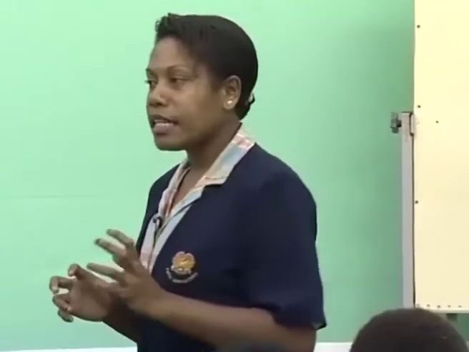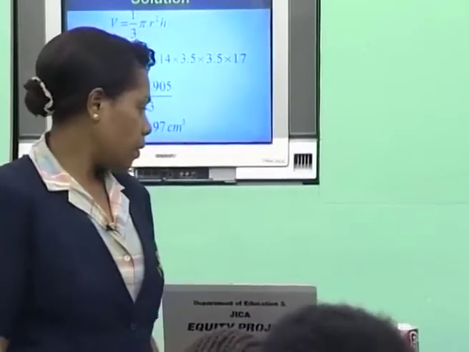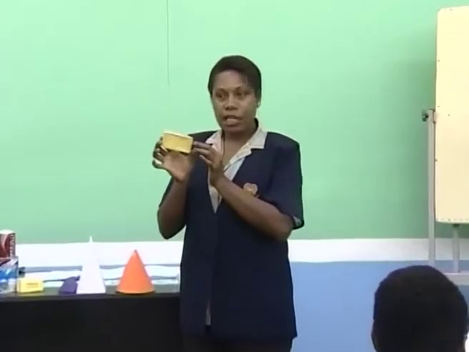Now let's have one from that group, Ella. Ella, come up to the front, show us a prism. When calculating the volume of a prism, what formula do we use? Receiving students, what formula do you use? Volume is equal to area times height. Did you get that? Thank you, Ella. She showed this as an example of a prism. What type of prism is this? A triangular prism. You can have a triangular prism or a rectangular prism. The volume is equal to the area of the base times the height.